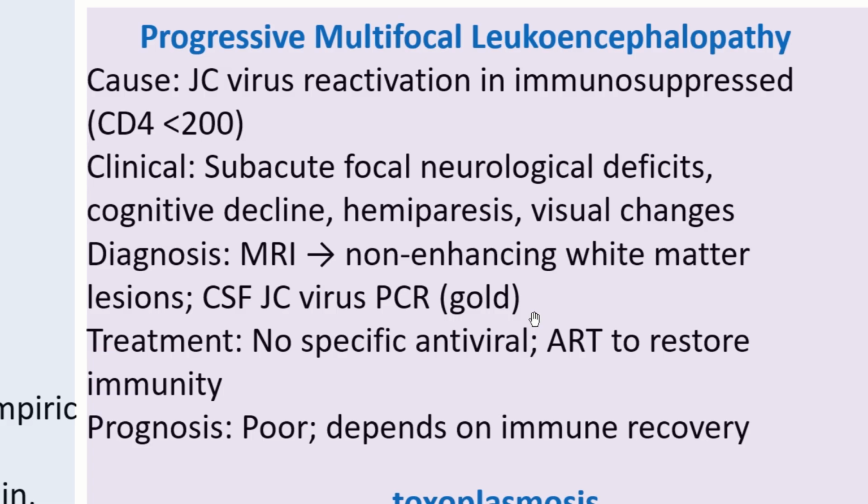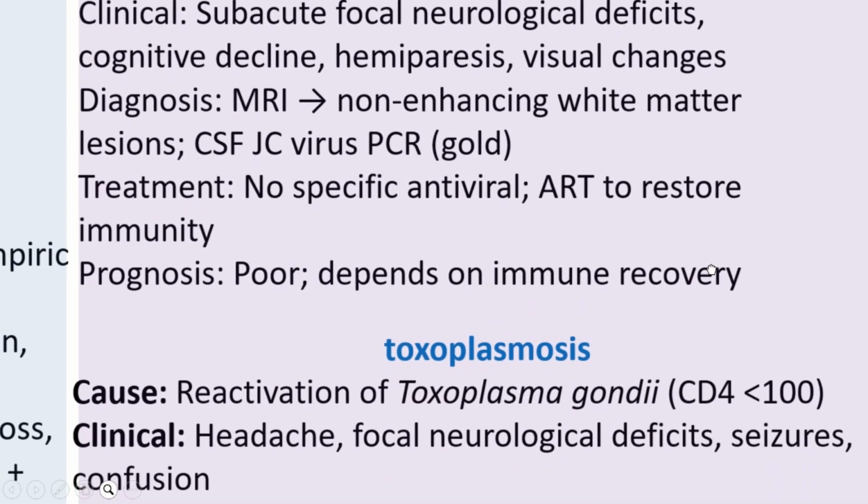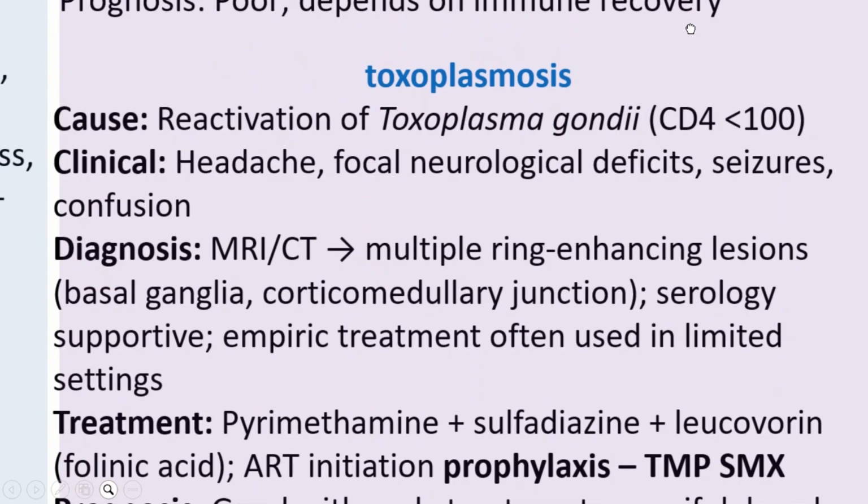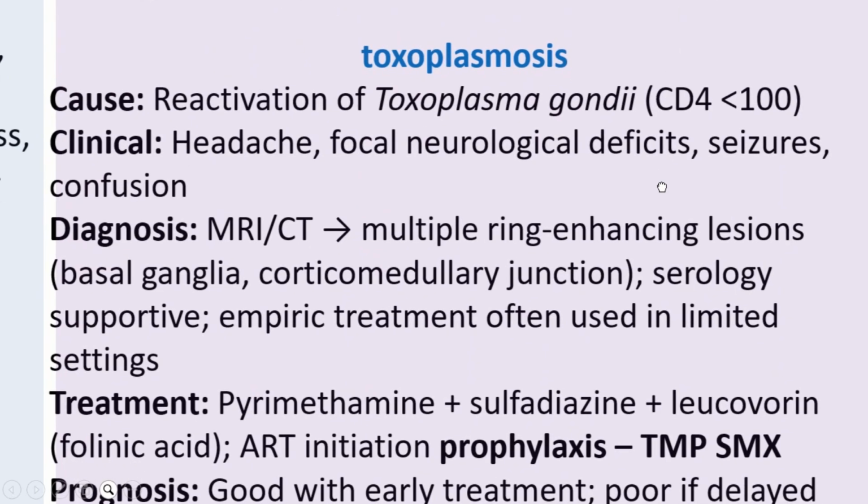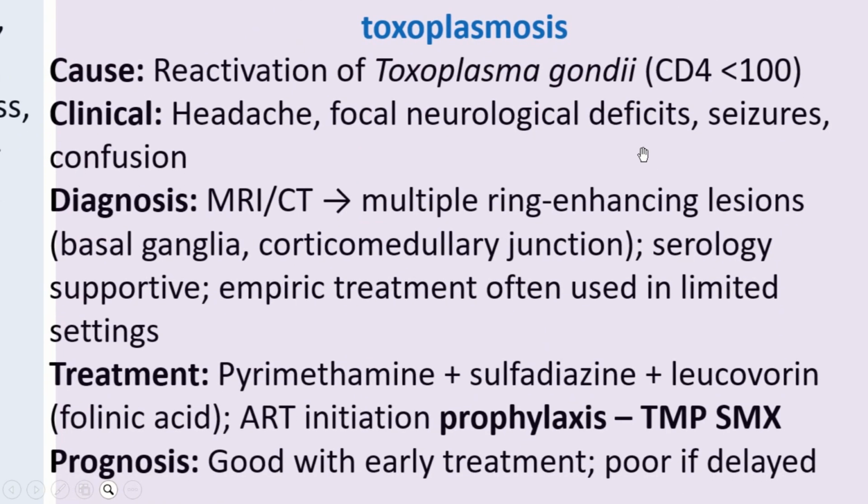Then the other test that can be done is the biopsy, but the biopsy is no longer being done commonly. So the gold standard we are doing here is going to be the CSF PCR for JC virus. And the treatment is not going to be specific, but we may try to give the antiretroviral therapy to see if the immunity goes up. We may have a halting of the progression of this disease, but almost all the time, the prognosis is going to be very, very poor.